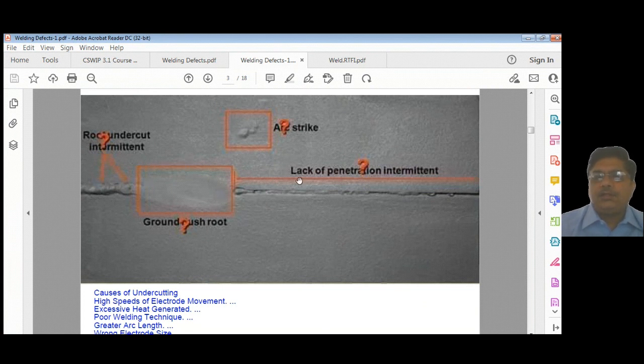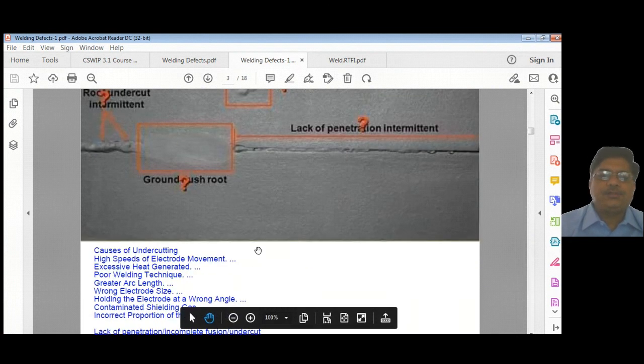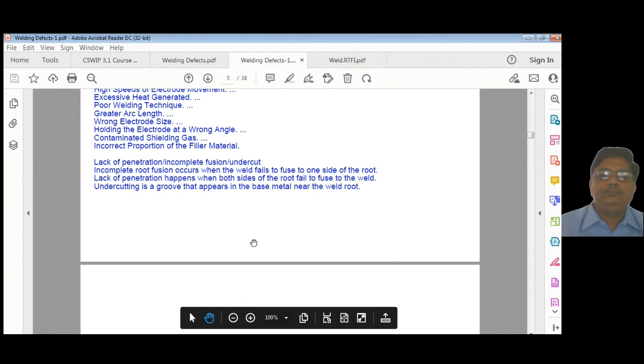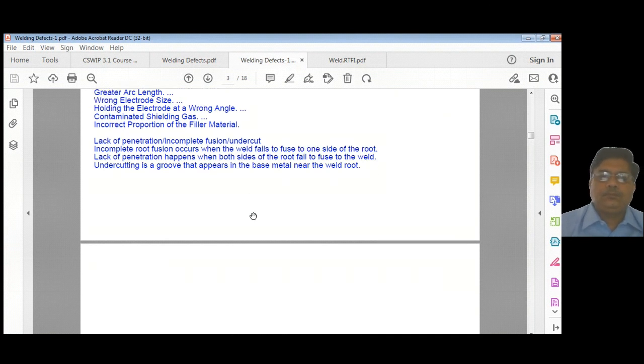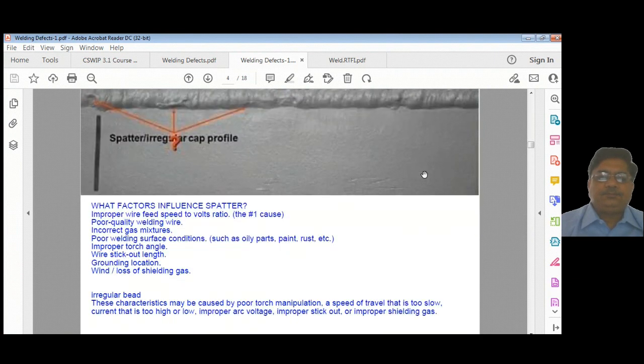Okay, then arc strike, you can see the lack of penetration. You can see the entire thing, because of maybe misalignment or what reason, or maybe welding reason, is having intermittent lack of penetration. Then you can see in this some spatter and irregular weld cap profiles. Then some mechanical grinding damage, and capping undercut. There is some undercut here, straight line, capping undercut here as well.